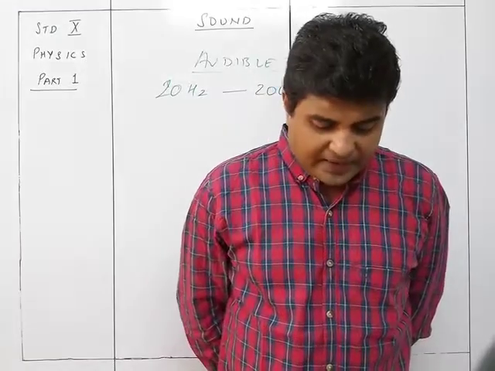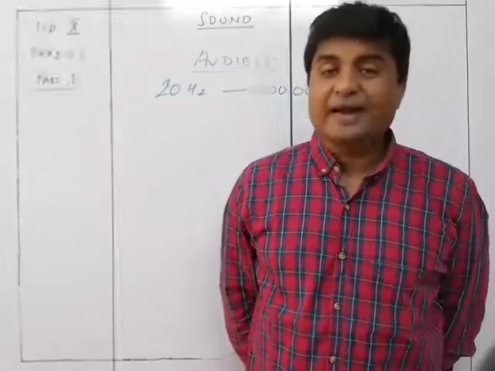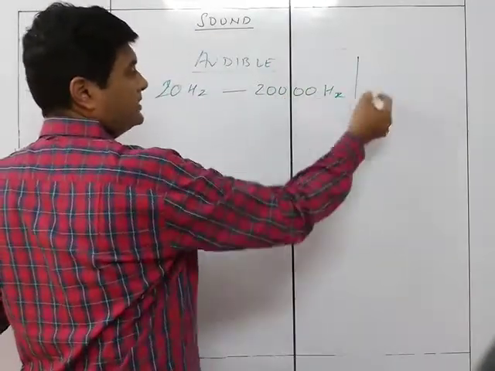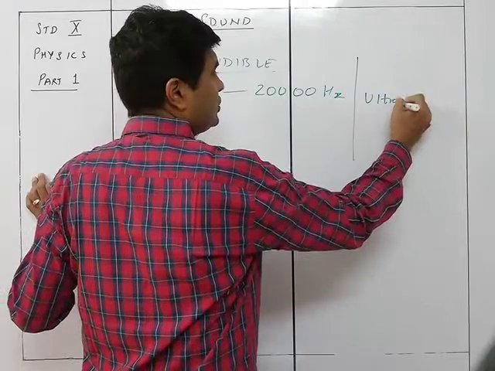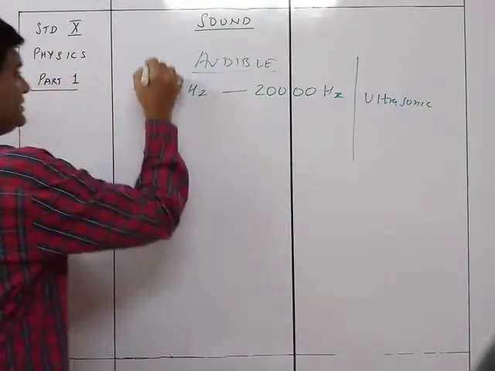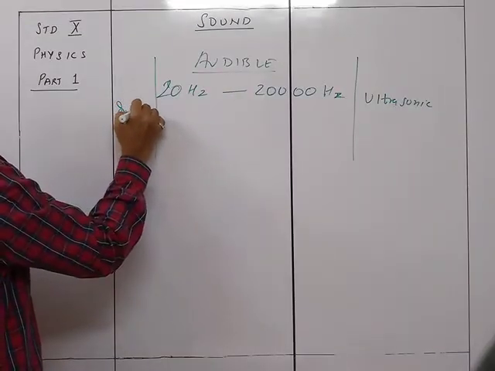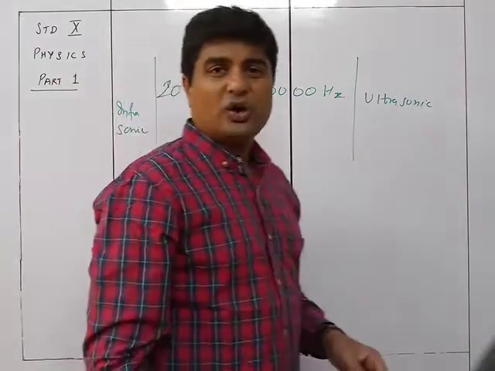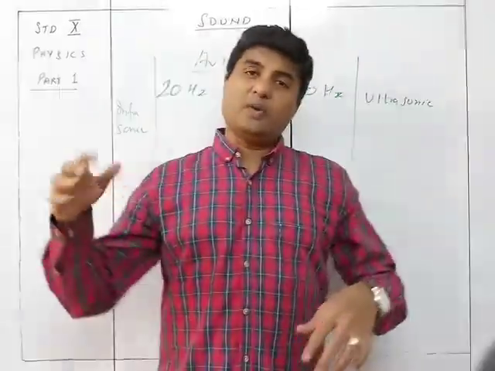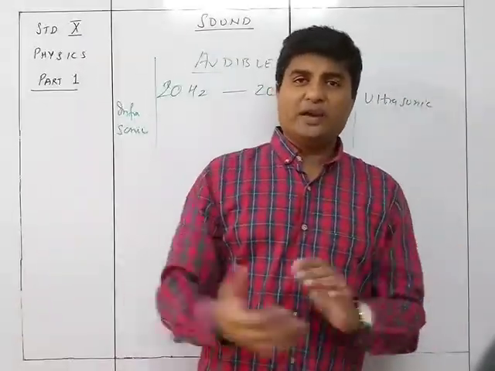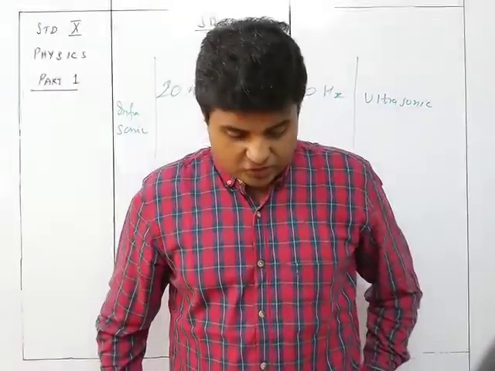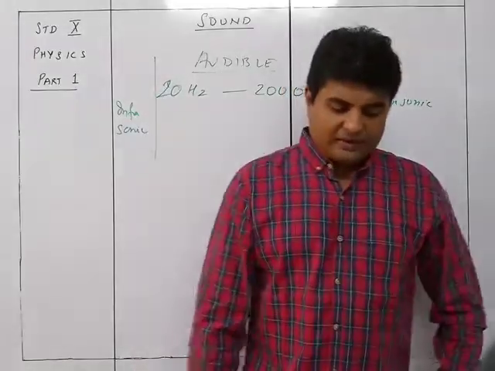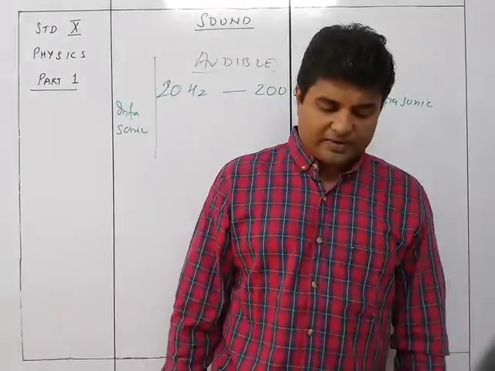The sound of frequency above 20,000 Hz is called ultrasonic, and if it is below this range, it is called infrasonic. Infrasonic and ultrasonic are the two ranges of sound beyond the audible range: beyond 20,000 Hertz is ultrasonic, and below 20 Hertz is infrasonic. So the sound of frequency above 20,000 Hertz is called ultrasonic, while the sound of frequency below 20 Hertz is called infrasonic.